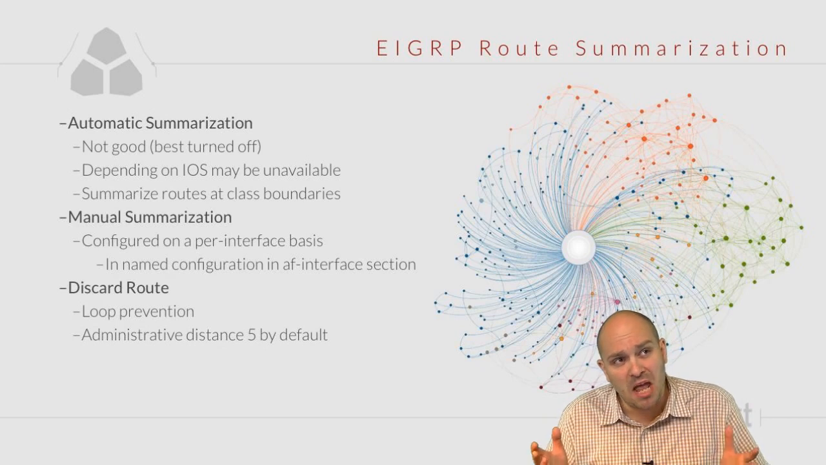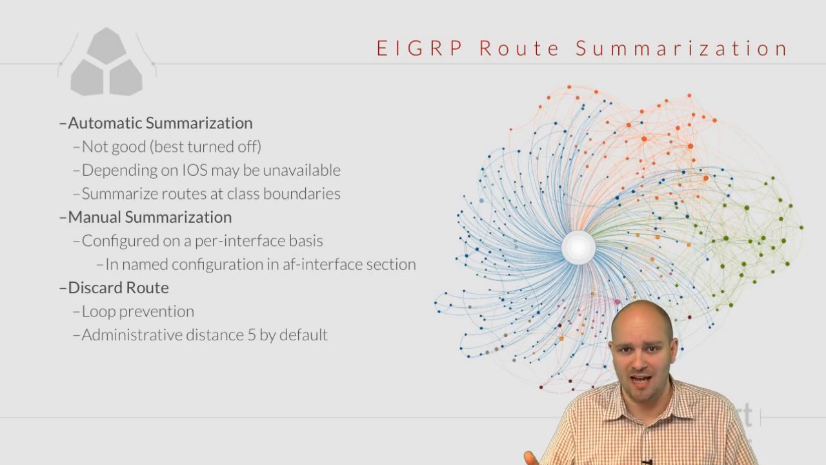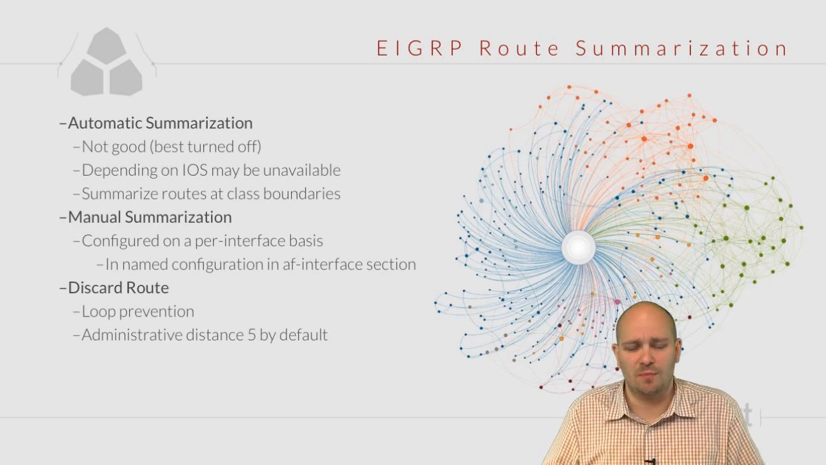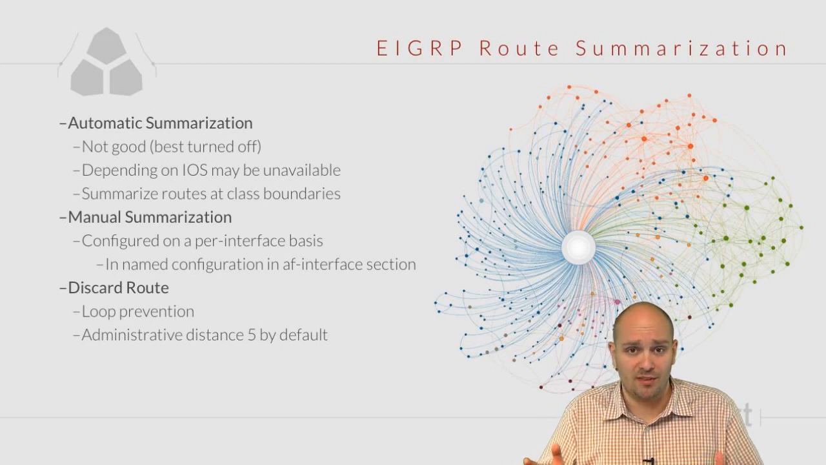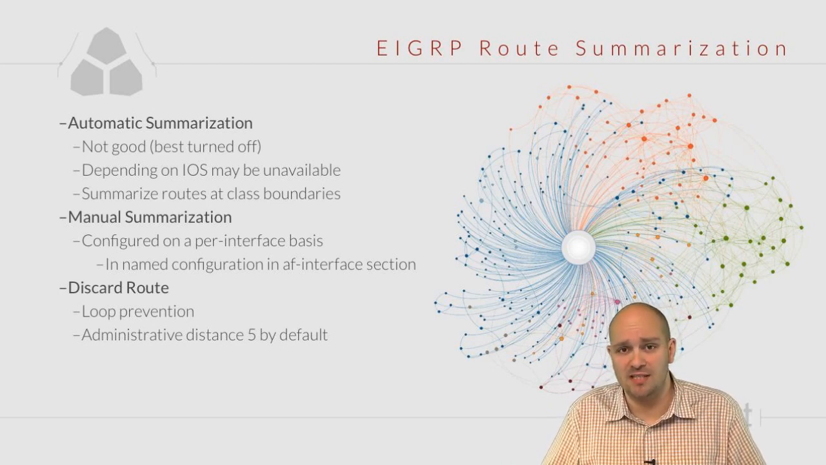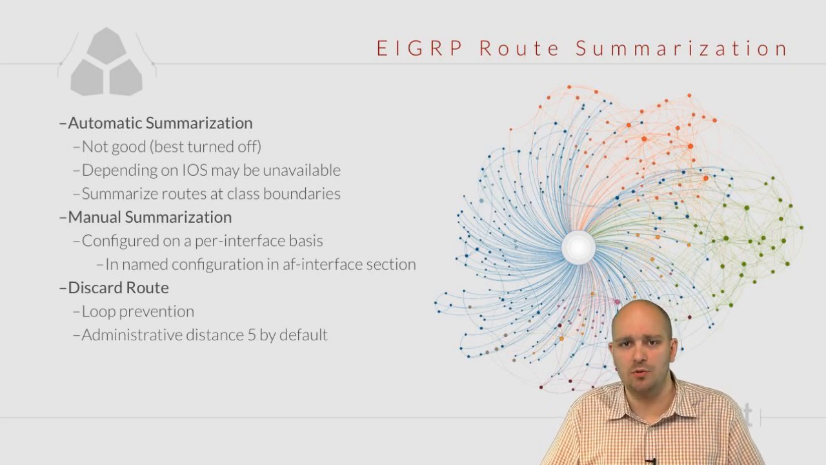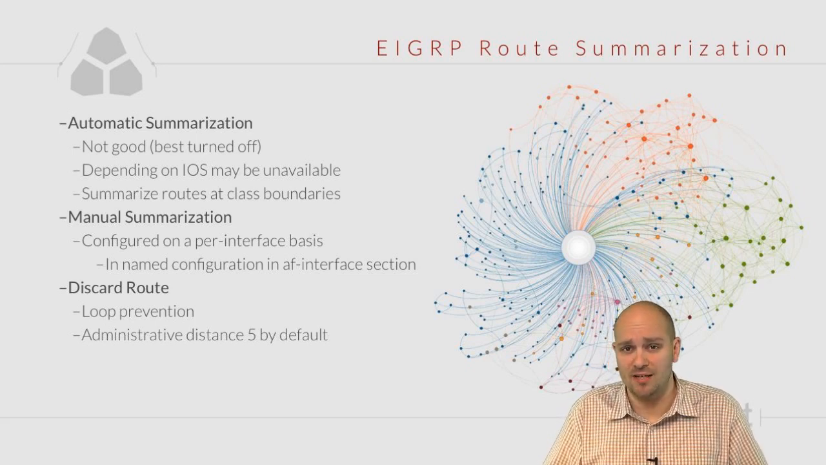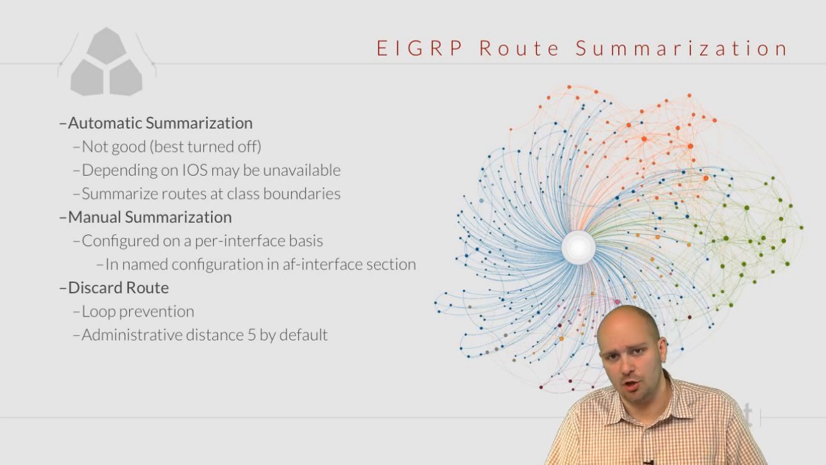Since let's say 1993 or 1994, we are using CIDR, or classless interdomain routing, and variable length subnet masks. This feature is not necessarily that useful. It is easily turned on with auto-summary under the EIGRP process, and it's even more easily turned off with no auto-summary. If you happen to be using IOS 15 or newer, auto summarization is turned off. If you are using IOS with a version number lower than 15, auto summarization will be turned on. And you should, as I said, turn it off.